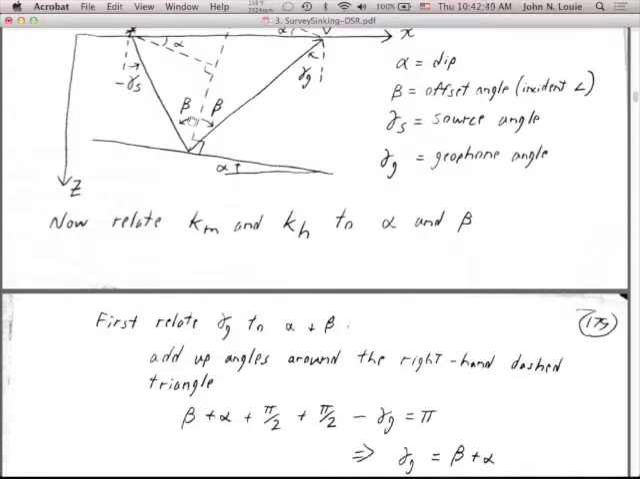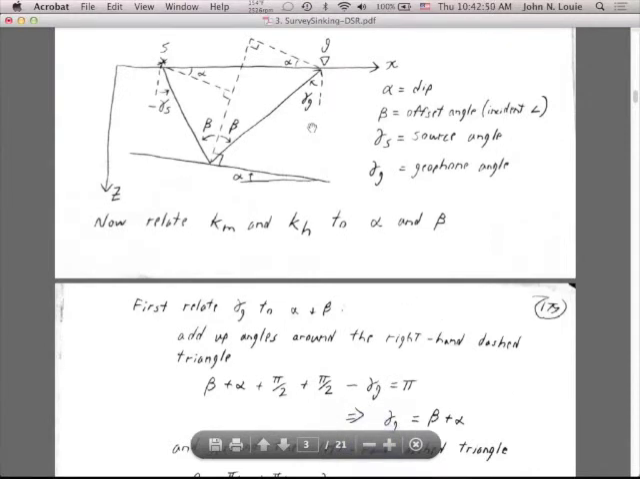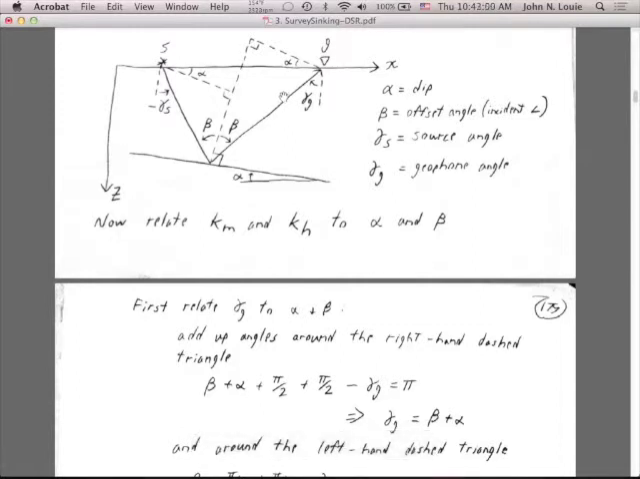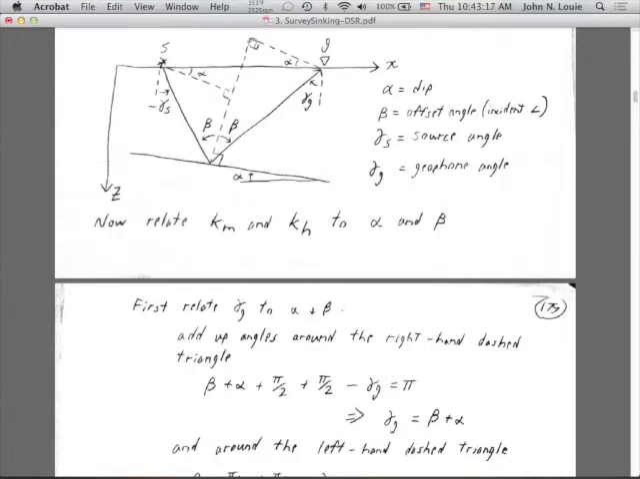figure out, let's see. He started with a right-hand triangle. Let's look around the right-hand triangle. So we have beta, plus alpha, which is part of this angle, plus pi over 2. You add up the angles around a triangle, you should get pi, 180 degrees. And so we add beta plus alpha plus pi over 2.